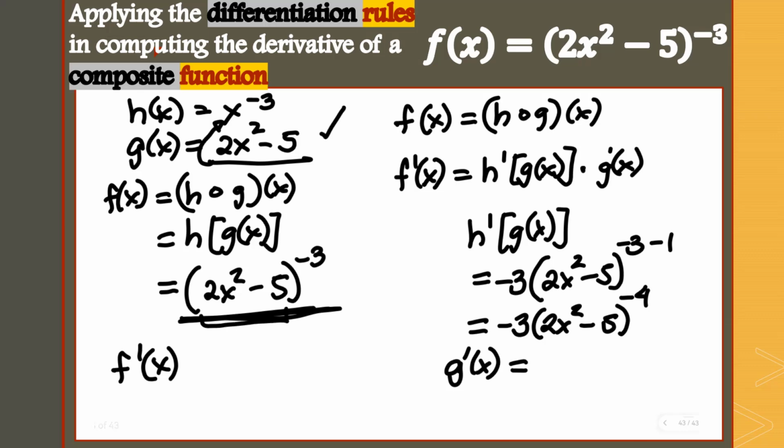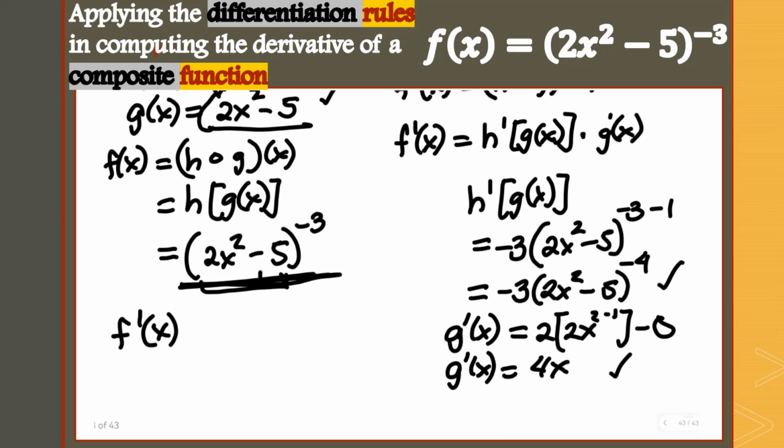As for g prime of x, and this is our g of x given here, you're going to use the rule on difference or sum, and your 2x squared is a constant multiple, so that's 2 times 2x to the power of 2 minus 1, minus 0, as this is the derivative of the constant. Hence, your g prime of x is simply 4x to the power of 1, or just 4x. With this now identified, we can go to the formula as mentioned here.